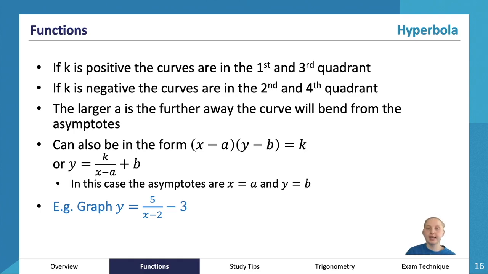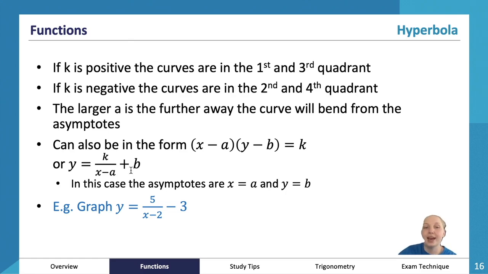Okay, so similar to moving any other graph, if we have x minus a, this is moving our graph left and right, and then the plus b is moving it up or down, depending on the values for a and b. So the bigger a is, the further away the curve is bending from the asymptotes.